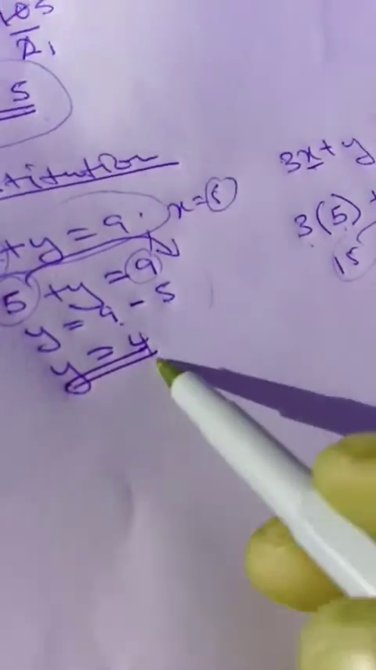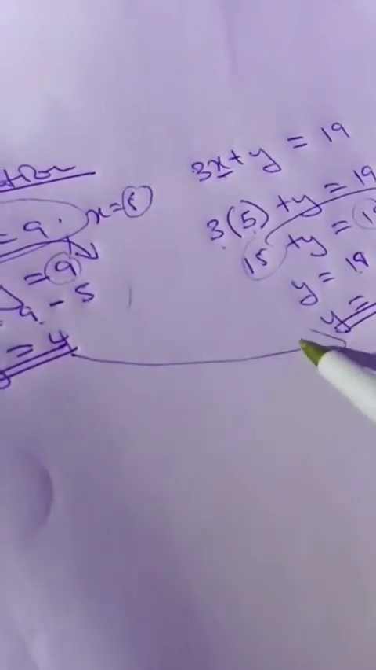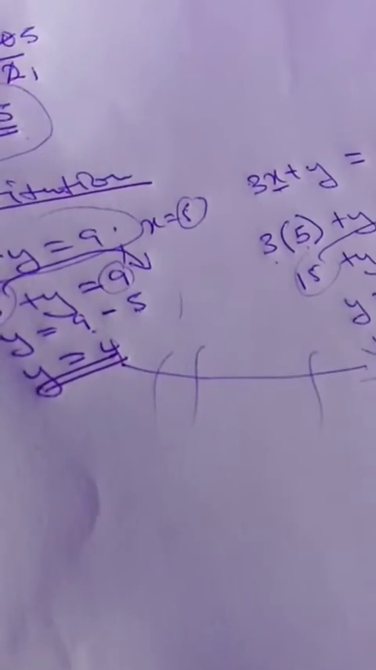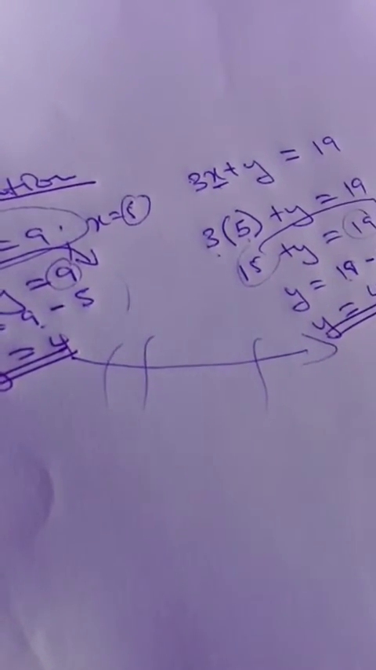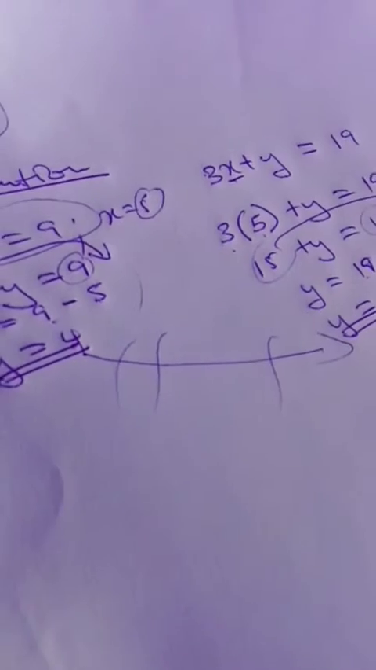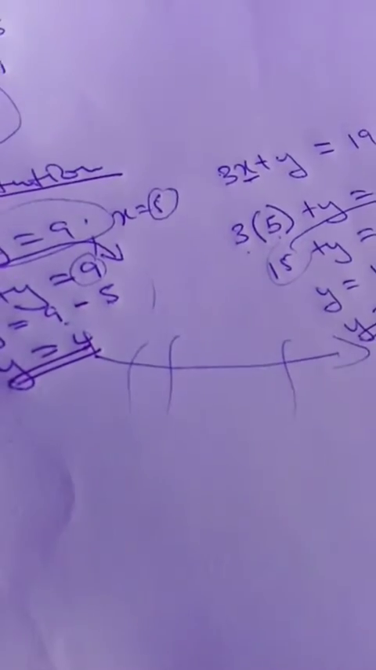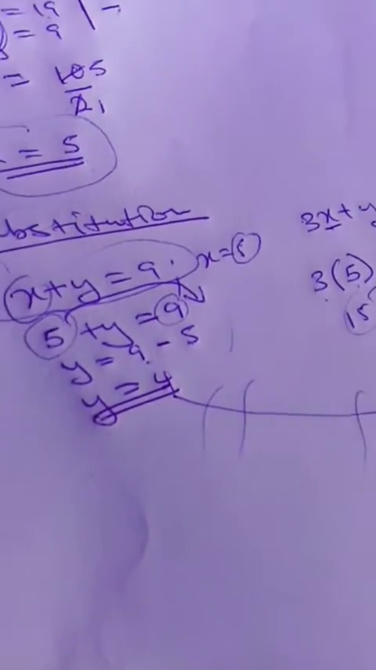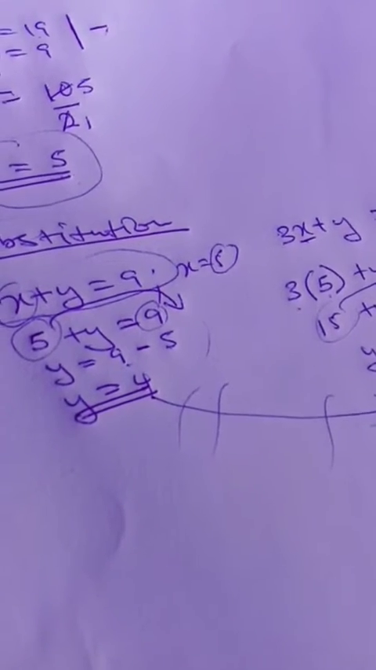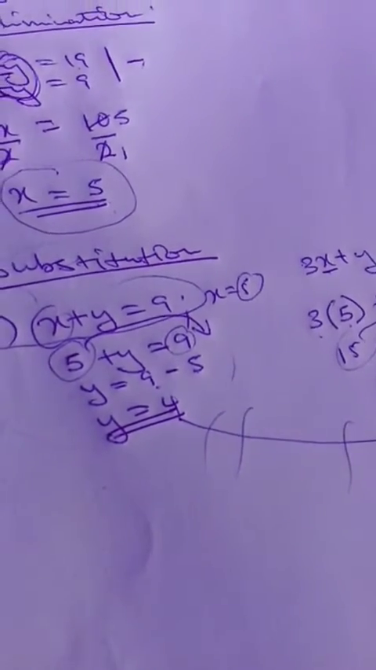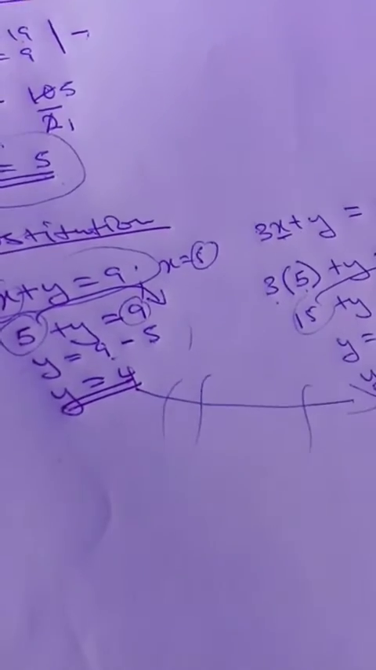As we see here, the values for y are similar. So you can take either the first equation or the second equation. The choice is yours, but the answers are the same. As you see here, the answer is the same. The value for y is 4 on either substitution, on the first equation or the second equation.